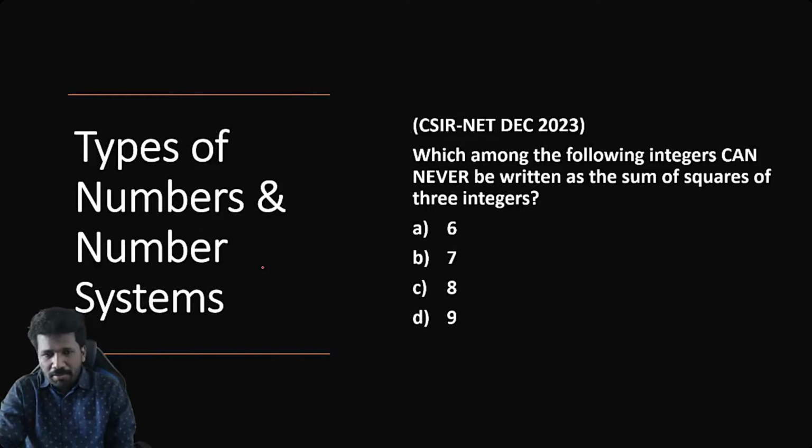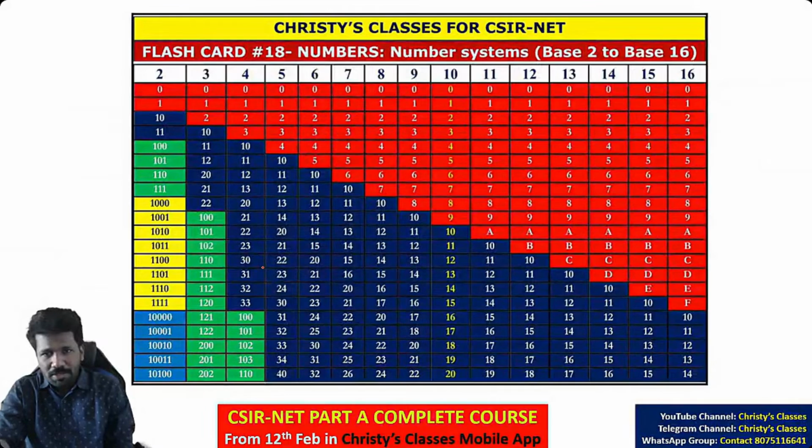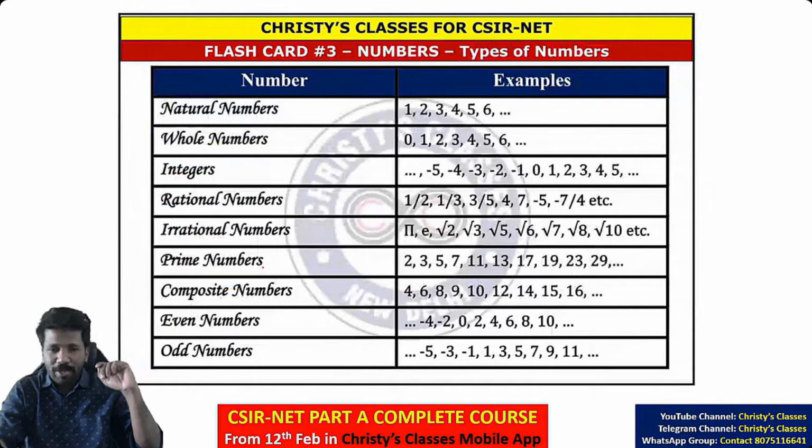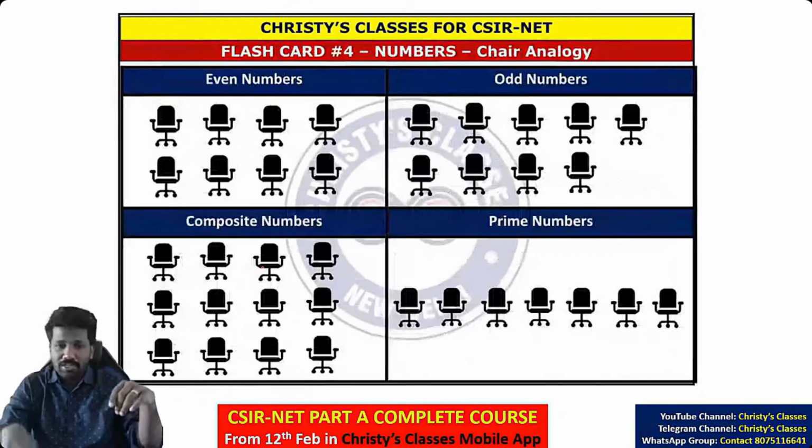So types of numbers and number system. Types of numbers means number system, binary, ternary, ye type, ye number system ke bare mein bhi poocha hai. Number of questions from that type is less, but it was asked. Conversion of number system ka bhi poocha hai. We will discuss about that when we discuss about place values. And then types of numbers, natural number, whole number, integer, rational, etc.